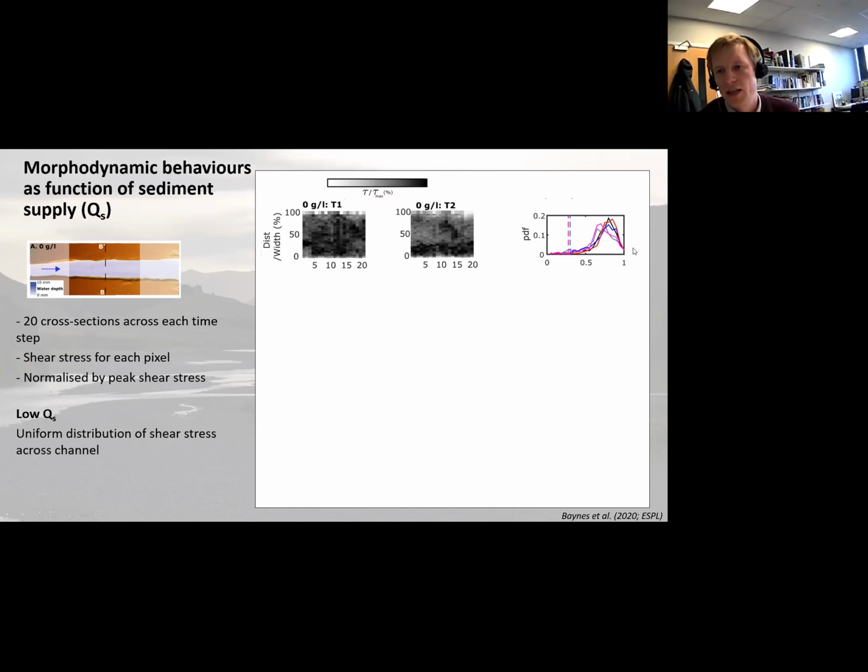channel. And that's shown on the right-hand side in a PDF where we have data taken from five of these DEMs. This is the normalized shear stress across the bottom, and you can see most of the points seem to be around 0.7, 0.8. And for reference, these dashed lines are the critical shear stress. So we have a clustering of most of the points around 0.7 to 0.8 normalized shear stress.